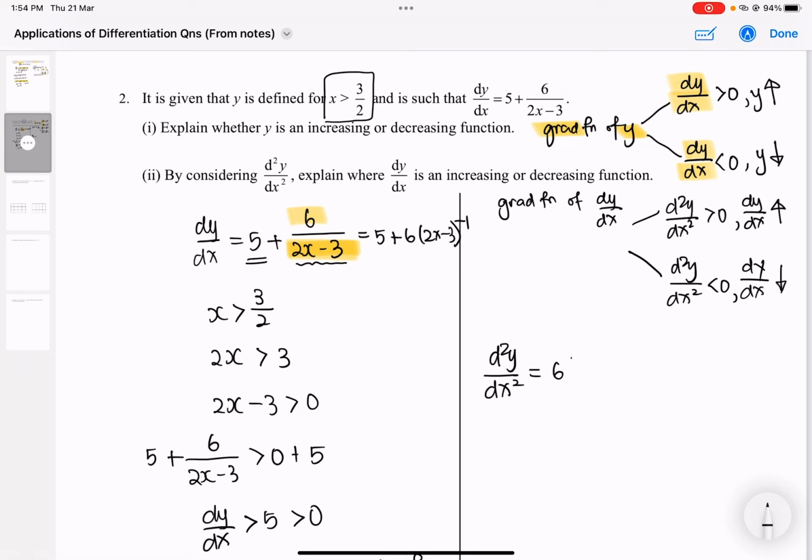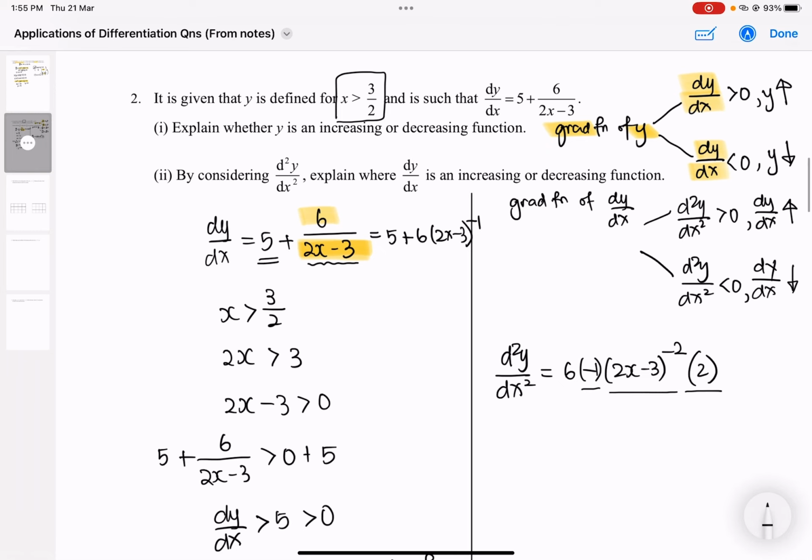I'm going to leave the coefficient as it is, bring the power down, and the power decreases by 1, and then differentiate 2x minus 3, so I get 2. So using chain rule, I brought down the power, decreased by 1, and I differentiated the function inside the bracket and multiplied by this. So the second derivative is negative 12 over (2x minus 3) squared. So remember, now we need to figure out whether this expression is positive or negative.